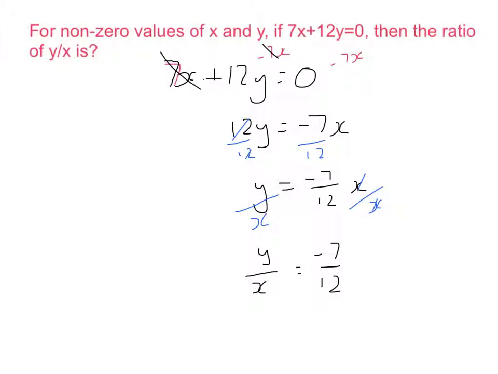And I believe that's what we're after. That's y over x, our y over x up here, and that is equal to negative 7 over 12. That was straightforward.